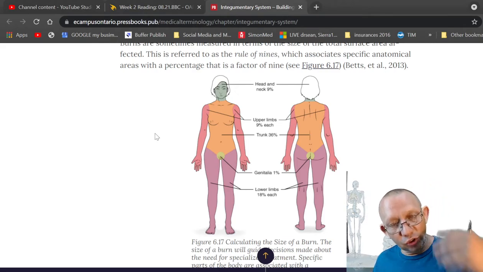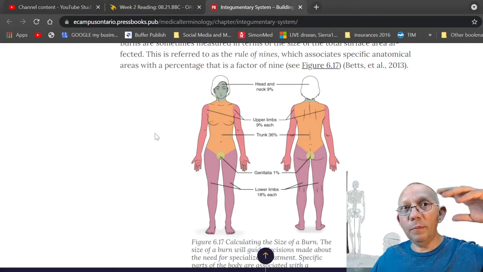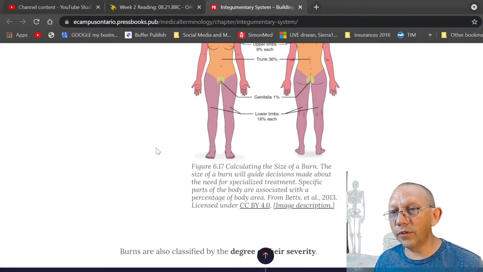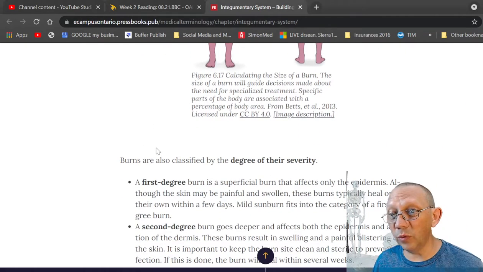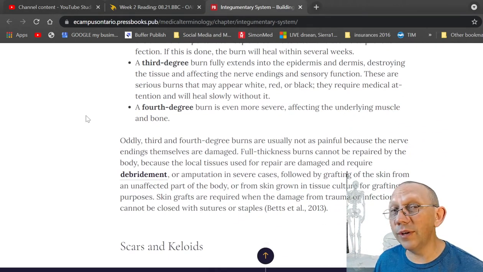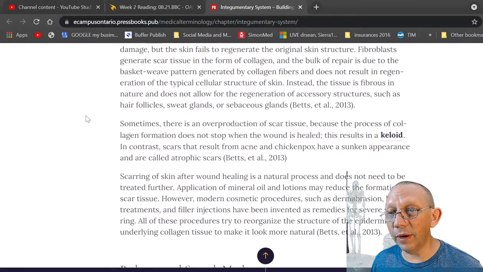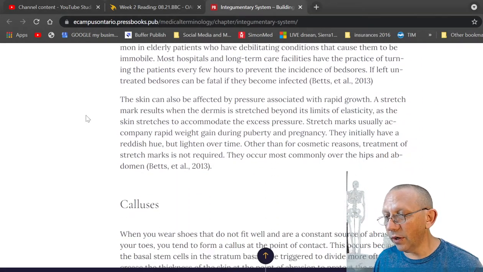But these days we're so good with the way we care for people in emergency care that people live with a lot more stuff, and we do more skin grafts and all kinds of really weird things. Okay, there's a fourth degree, which is underlying muscle and bone charred. That's not good. You probably won't heal from that one, or it'll probably have to be cut off or something. Different kinds of scars.